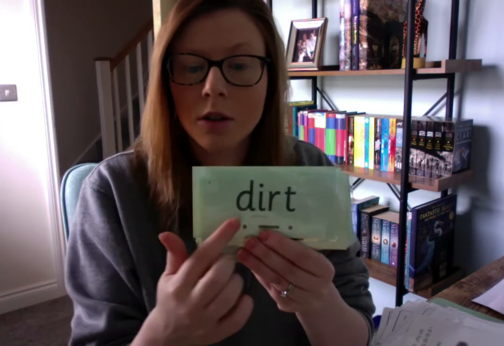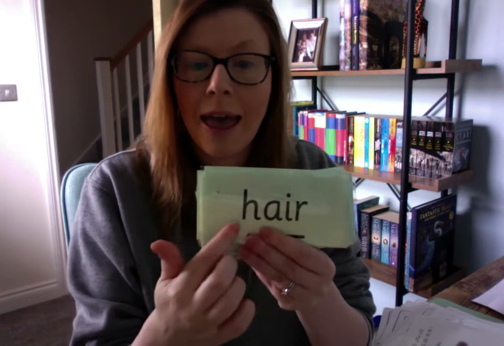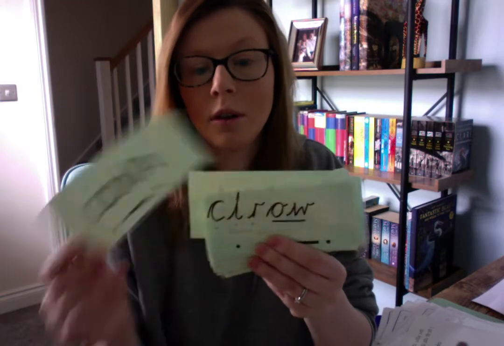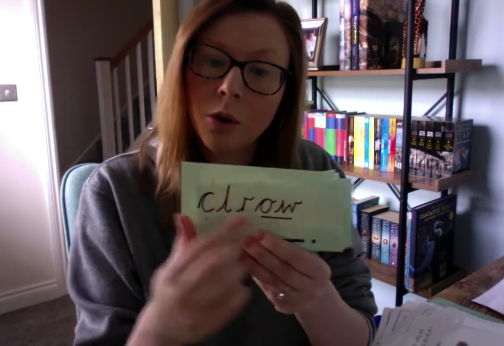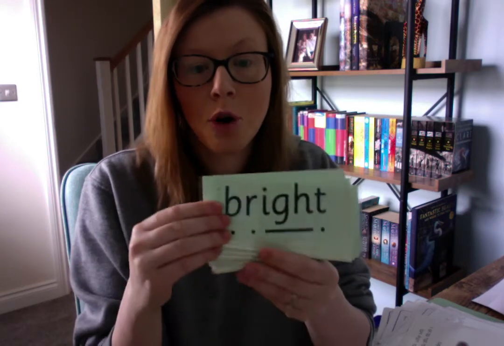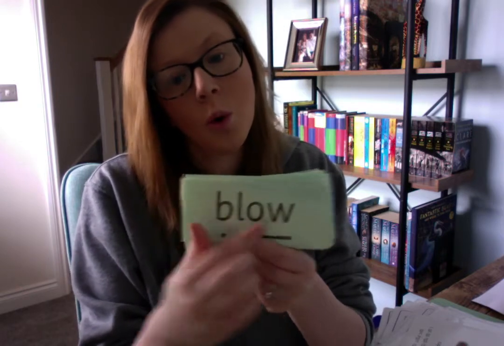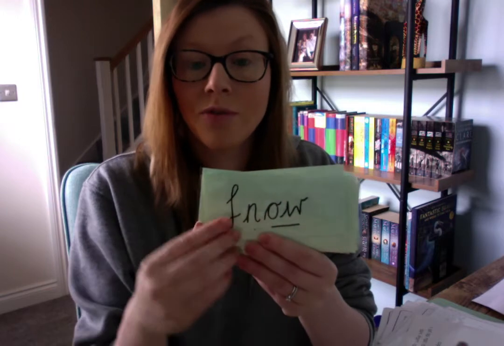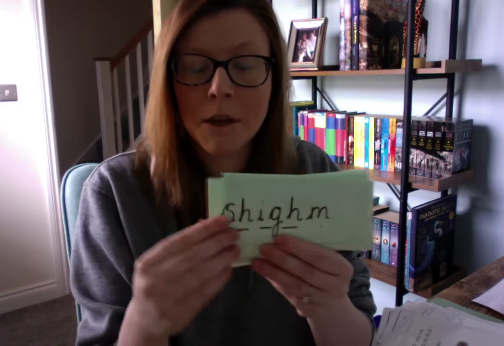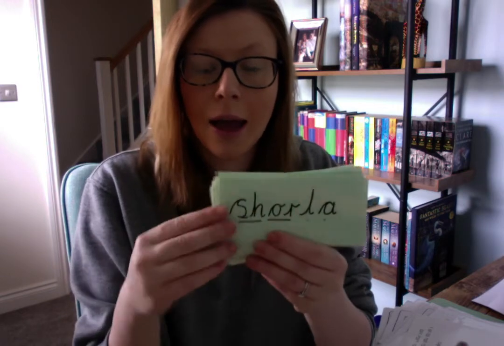Spray. Weef. Sleen. Clean. Dirt. Hair. Lair. I, n, coin, in the middle of the word, coin. Crow. Bright. Dluke. Blow. Or fno. Shine. Or a shola.